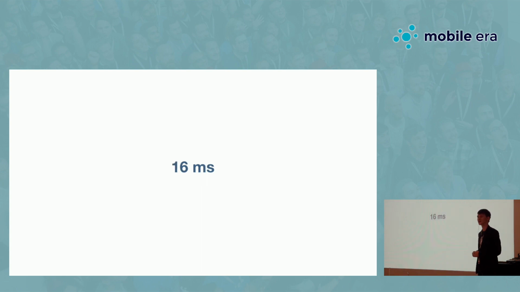And the next number is 16 milliseconds. Please raise your hand if you know what it's about. 16 milliseconds. Okay, about 10-15% probably. And actually that's pretty simple. We have a second, and we want to show the user 60 FPS. So it means that we have about 16 milliseconds to calculate and show a new frame.